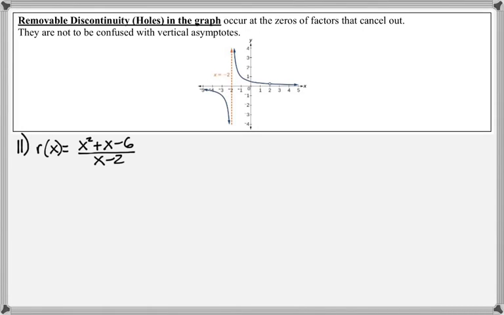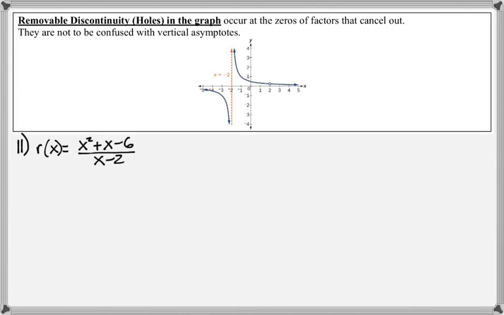The next topic is something called a removable discontinuity, or sometimes it's called a hole, or sometimes it's called a missing point. There's many different terminologies used for it. But these occur at the zeros of factors that cancel out. And they are not to be confused with vertical asymptotes.